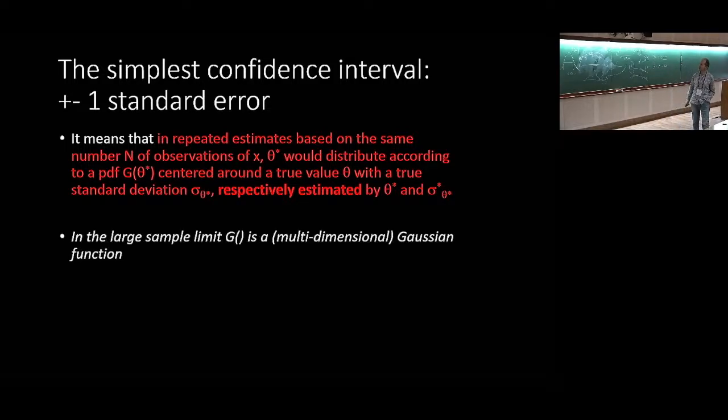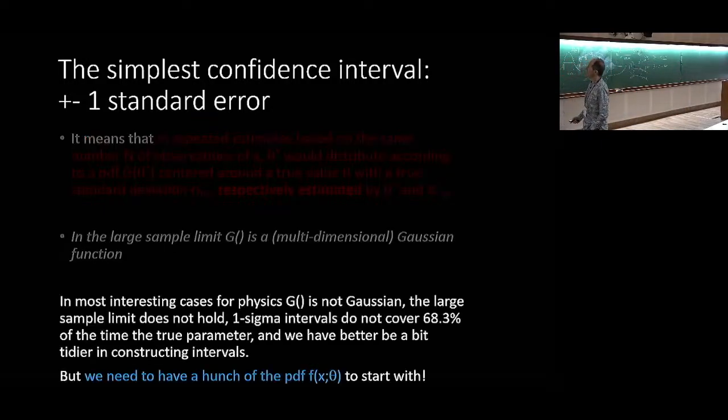Very good. So when we go in the large sample limit, the distribution of the estimator is a Gaussian function. That's very good, because if it's a Gaussian function, most of our problems go away. But in most interesting cases for physics, G is not a Gaussian. The large sample limit doesn't hold. 1 sigma intervals do not cover as they should at 68.3%. And we have to be careful how we construct our intervals. But it all revolves around the PDF. We need to know the PDF if we are to do a good job.